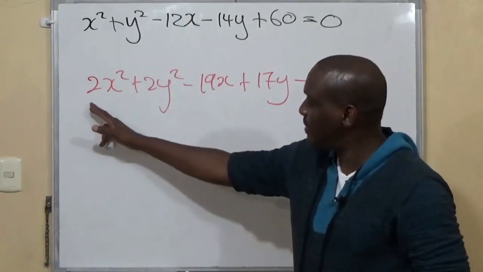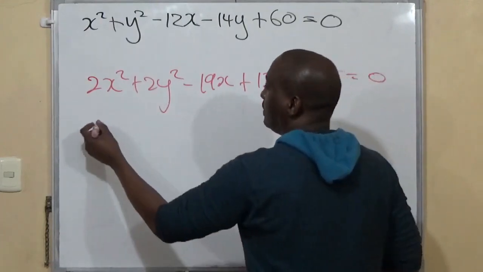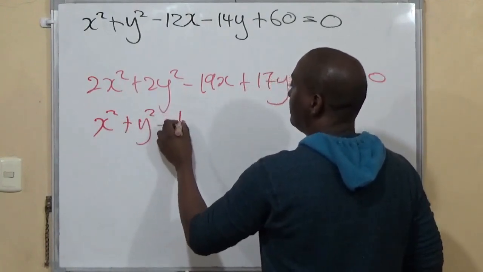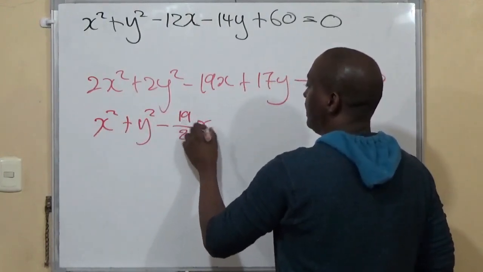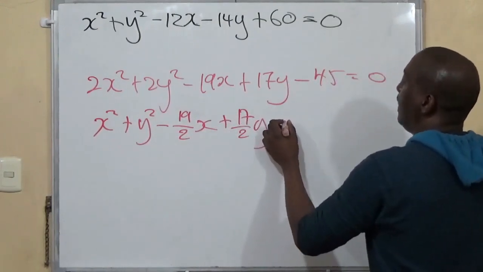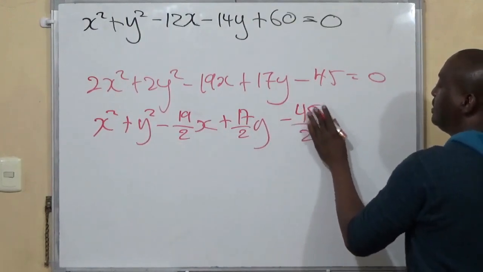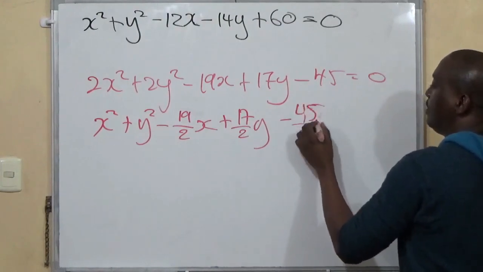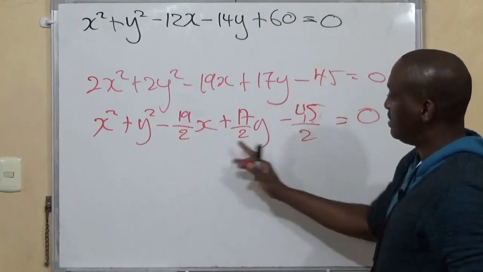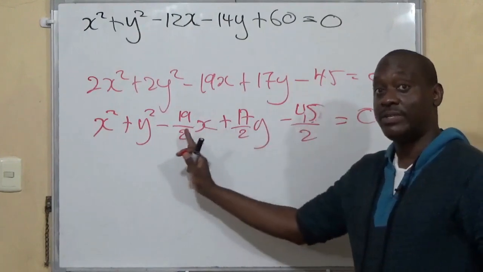So even if you get an equation looking like this, you divide it by 2 and you end up with, watch it now, x squared plus y squared minus 19 over 2x plus 17 over 2y minus 45 over 2, right? Of course, as you would have guessed by now, I deliberately chose these numbers as odd numbers just to make the point that it doesn't matter what the coefficients here are.